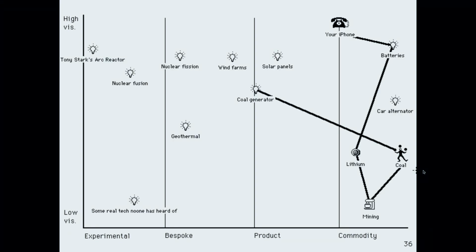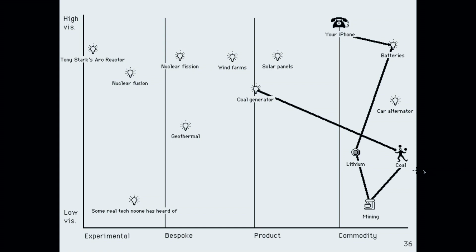Kind of as an example, I plotted a few things. Here's stuff to do with electricity production, right? Tony Stark's arc reactor doesn't exist, so it's purely experimental, but everyone's watched a Marvel film, so they probably know about it.